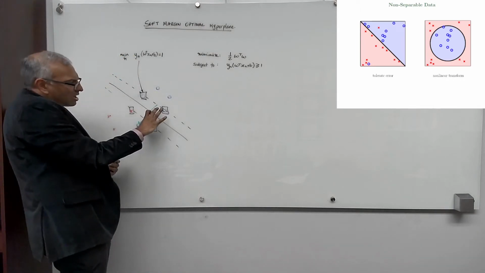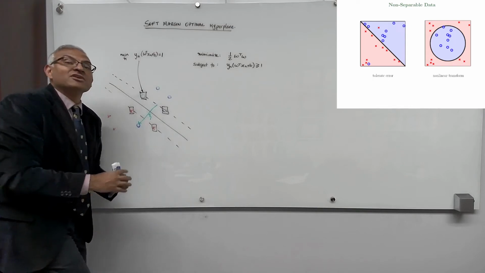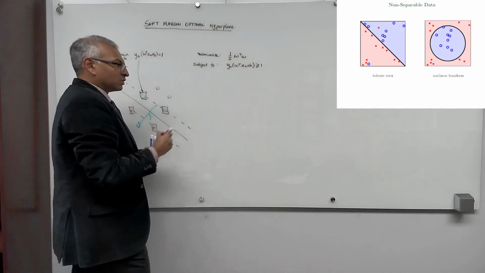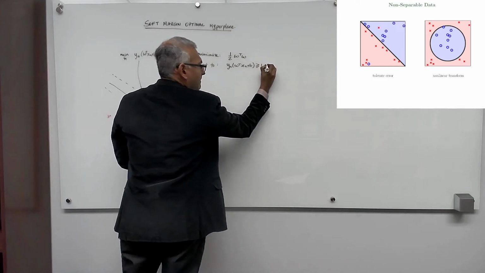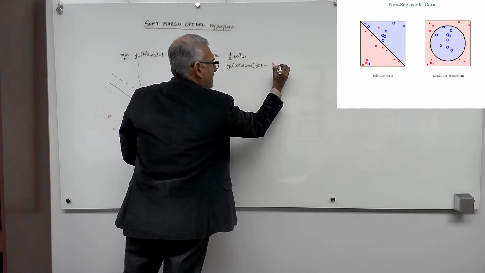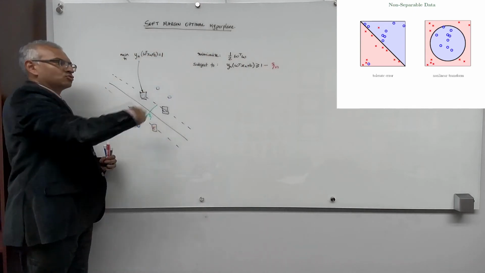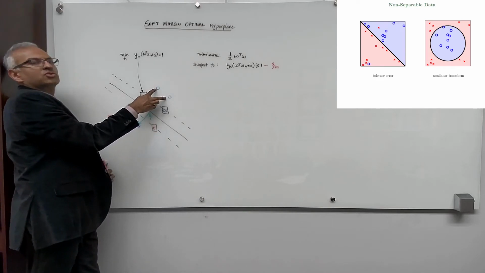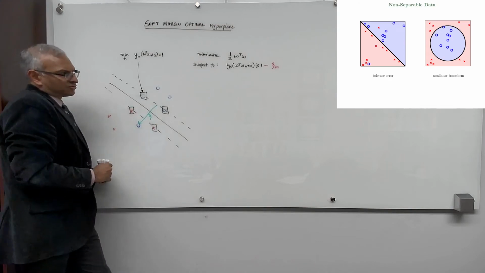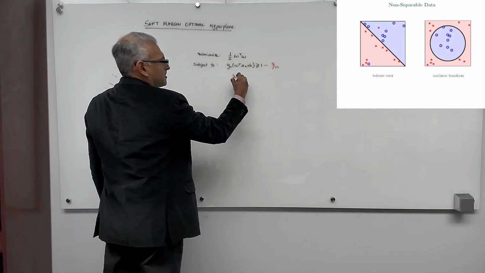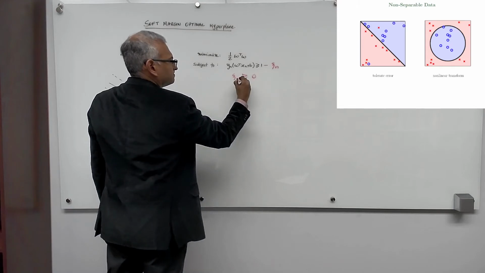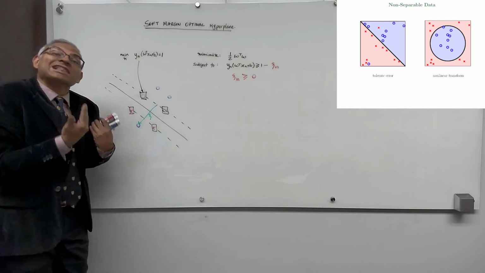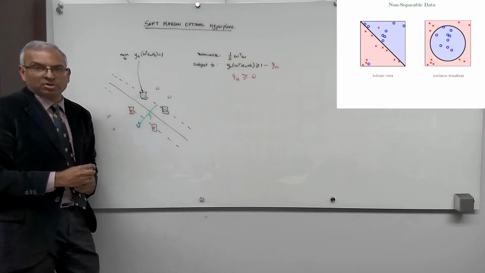So for each point, we'll allow an amount of penetration, an amount of non-thick separation. Instead of requiring this to be greater or equal to 1, we will require this to be greater or equal to 1 minus C_n, and each data point is allowed to penetrate. These data points don't penetrate, these data points also don't penetrate, and it's only this data point that penetrates. So we will require that C_n be greater or equal to 0. Now, how much does each data point penetrate? I don't know. I'm just allowing it. So I need to figure out how much each data point penetrates.